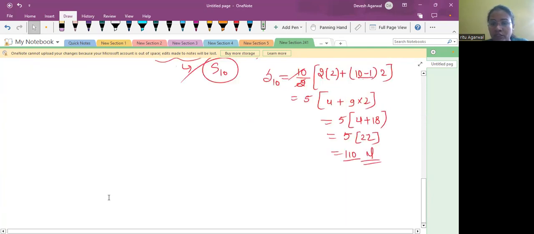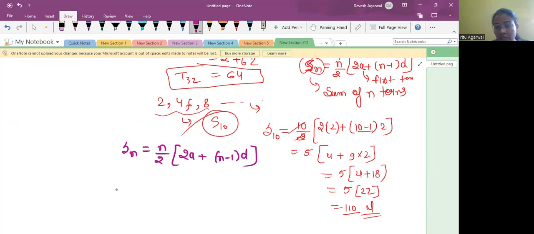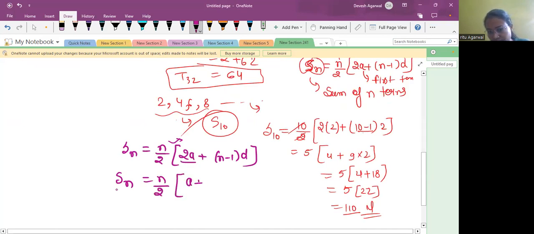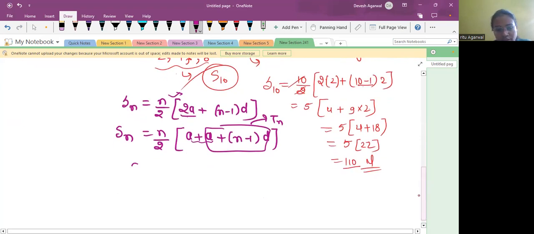We will discuss them in the other section also. One more thing I can tell you: Sn is equal to n by 2 bracket 2a plus n minus 1 into d. We can change the formula into something else also. n by 2 is as it is, and 2a can be written as a plus a. Yes, of course we can write it like that, and this is equal to tn.